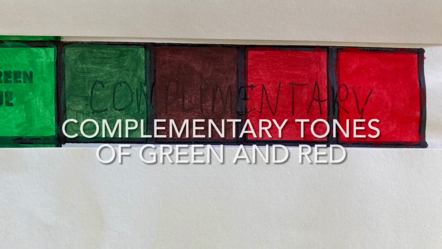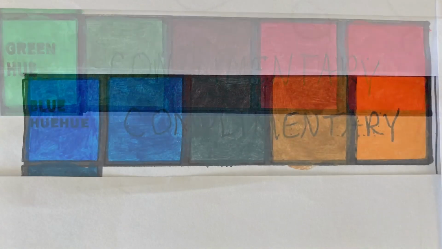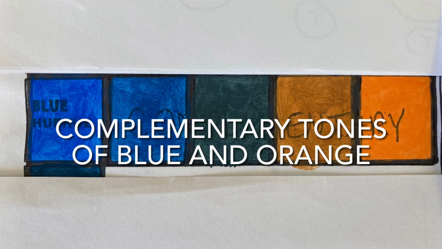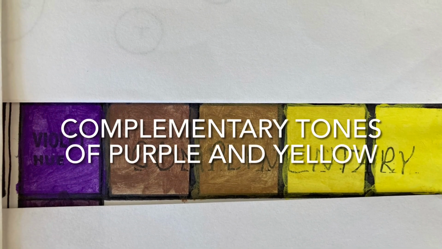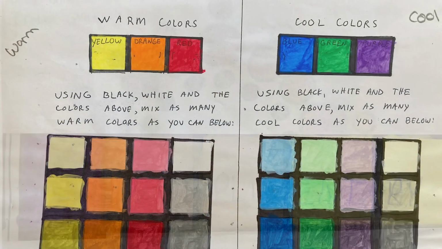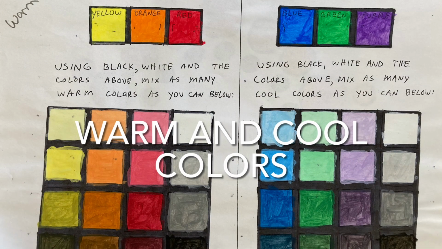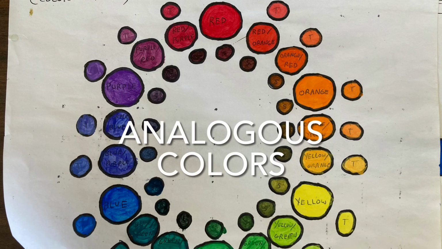Here we have color mixtures, tones of green and red. Here are tones of blue and orange. And here are complementary tones of purple and yellow. And these are the warm colors and the cool colors. And finally, here are your analogous colors.